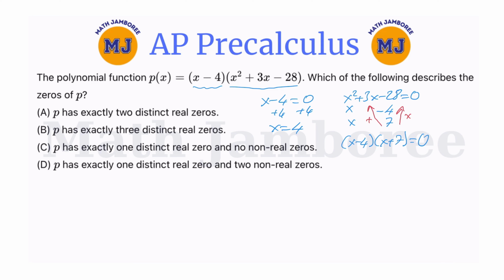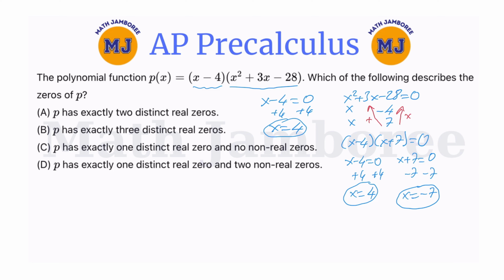Now we can set each factor equal to 0 to solve for x. So again, x minus 4 equals 0, and x plus 7 equals 0. From here, when you add 4 to both sides, you'll get x equals 4. And when you subtract 7 from both sides, x equals negative 7. So we have negative 7, we have 4, and we have another 4.